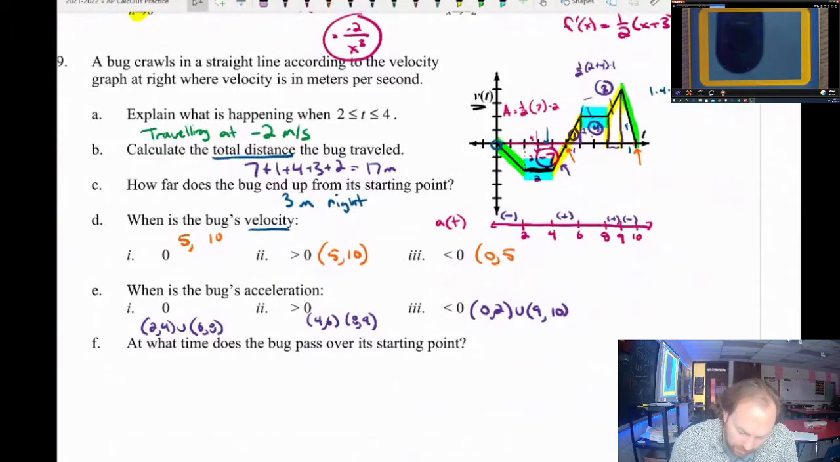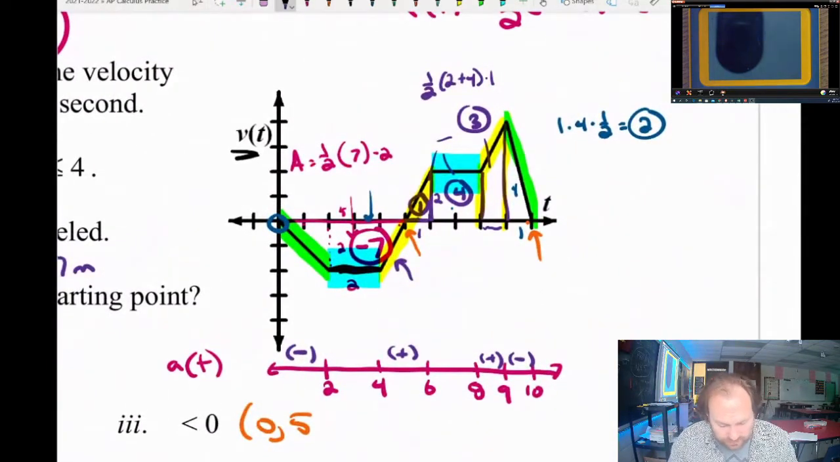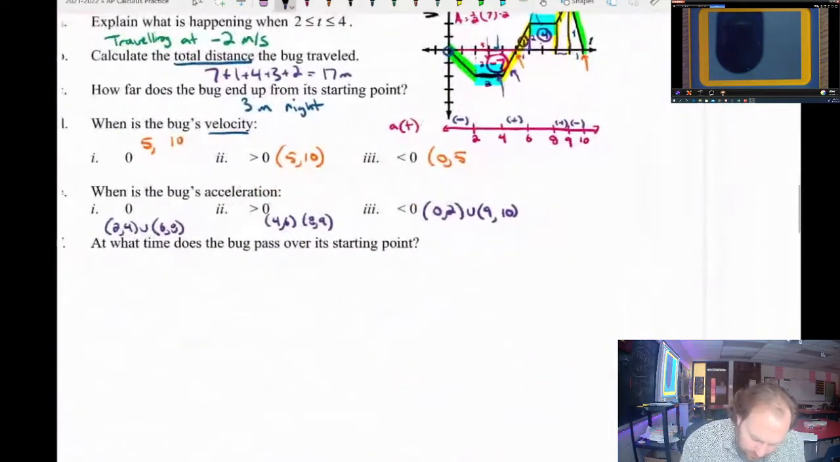As far as what time the bug passes over its starting point, let's see. It goes 7 to the right. It's going to be hard to pinpoint the exact time that happens because I believe it's going to happen somewhere in between 8 and 9 because it goes 7 to the left, but then it's going to start moving back to the right, and it happens somewhere in here because 1 and 4 is 5, so you have 2 more to go, and it happens somewhere between 8 and 9. So I'm just going to say T between 8 and 9, somewhere in there.